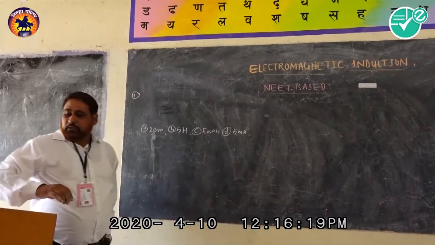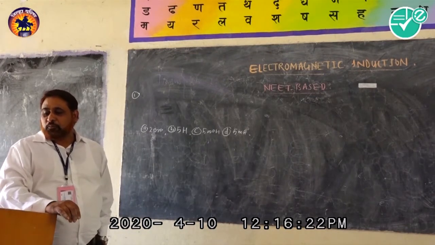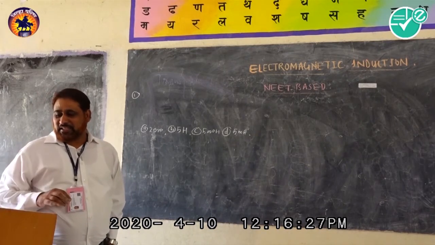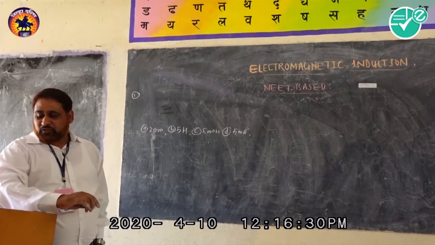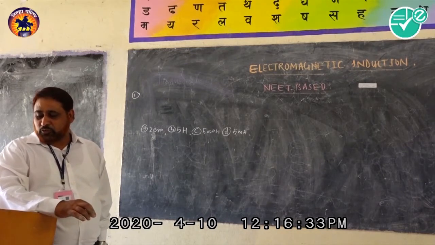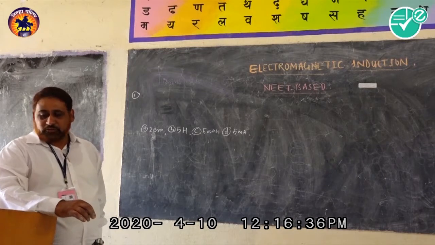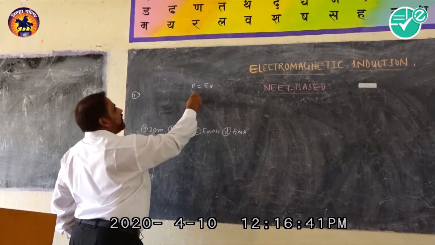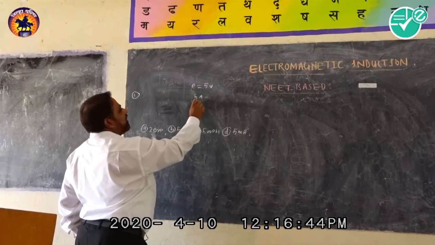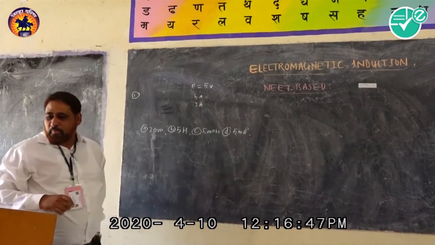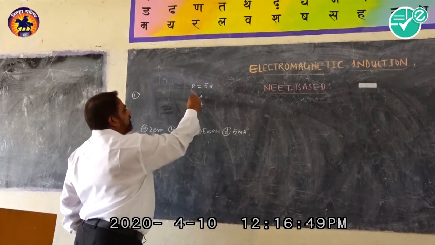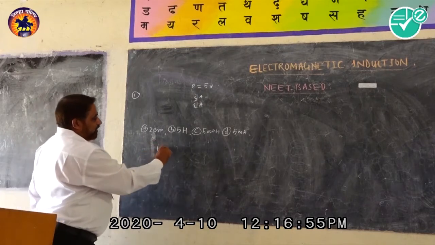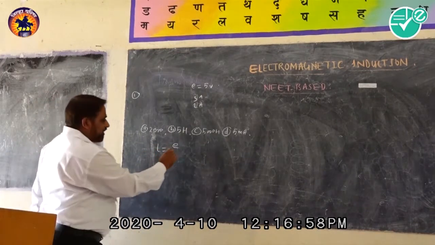What is the question? An EMF of 5 volt is produced by a self-inductor when current changes at a steady rate. Here the current changes from 3 ampere to 2 ampere and the EMF is 5 volt. In this way, we can solve this problem using the formula L is equal to E upon di by dt.